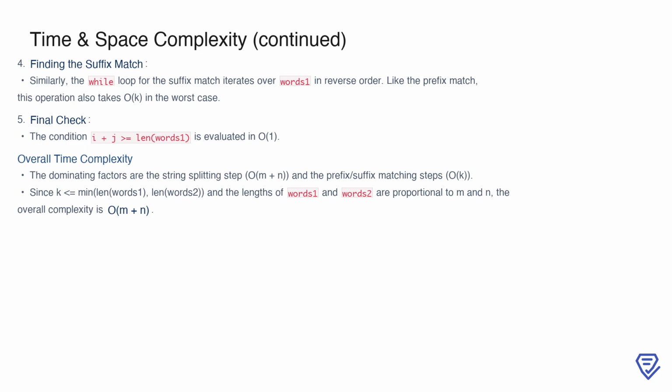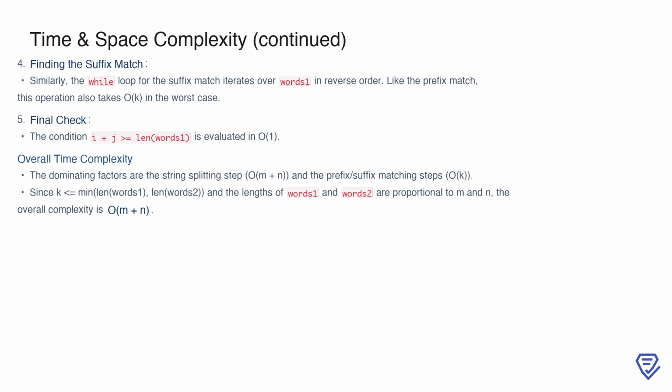Now, focusing on the suffix matching step, it operates similarly to the prefix match but iterates in reverse over the shorter sentence. Again, in the best case, the loop terminates after just a few iterations, while in the worst case, it processes all k words, where k is the length of the shorter sentence. This step also has a time complexity of O(k). After the prefix and suffix matches, there's one final check to ensure that the combined matches cover the entire shorter sentence. This condition, i plus j equals len(words1), is a simple arithmetic comparison that takes constant time, O(1).